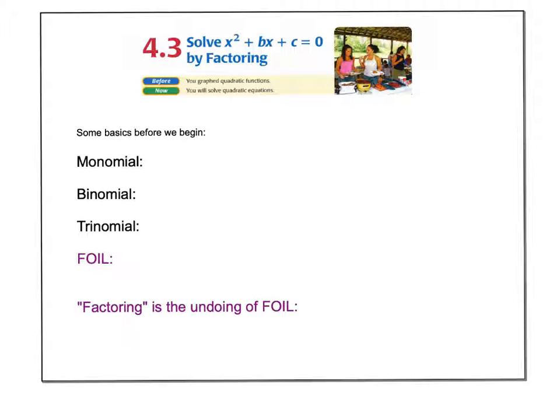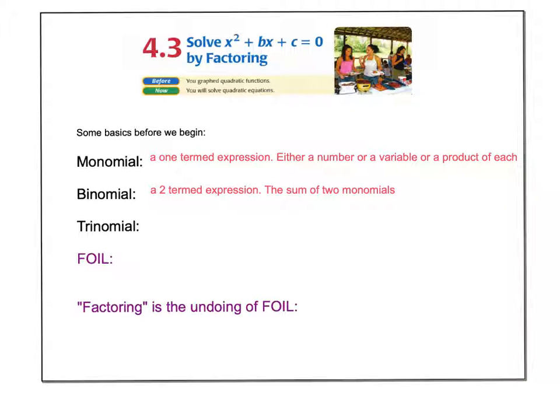Nomial means terms, and so when we're talking about a monomial, we're really talking about a one-termed expression. And it can either be a number or a variable or the product of them both. A binomial is a two-termed expression, and it's described as the sum of two monomials. And a trinomial is a three-termed expression, and it's the sum of three monomials.